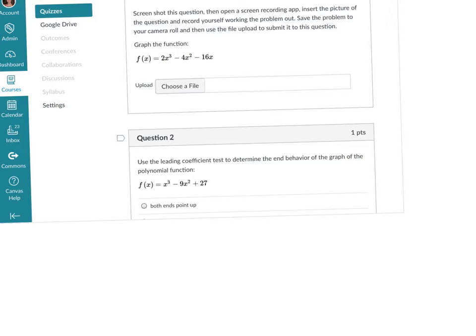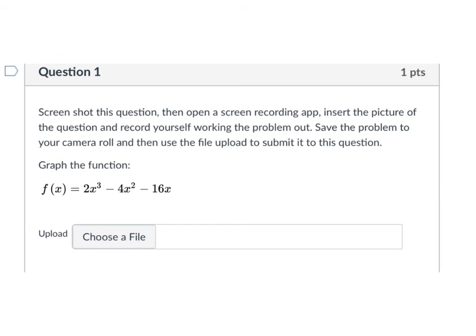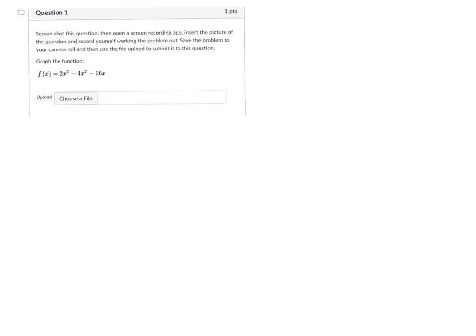This one says screenshot the question, open it in a screen recording app, insert the picture of the question, and then record yourself working the problem out. Save the problem to your camera roll, and then use the file upload to submit to this question. So I'm going to screenshot my question. I would then take it into Doceri or Educreations. I'm going to do it right here in Explain Everything. I just want to see the problem, so you don't have to give me the full thing. In Explain Everything, you can crop it. If not, you can zoom it out and stick it in the corner so that I know which problem you're doing.